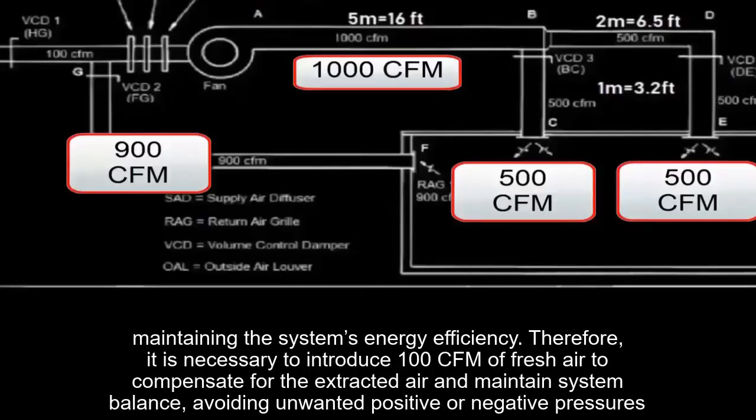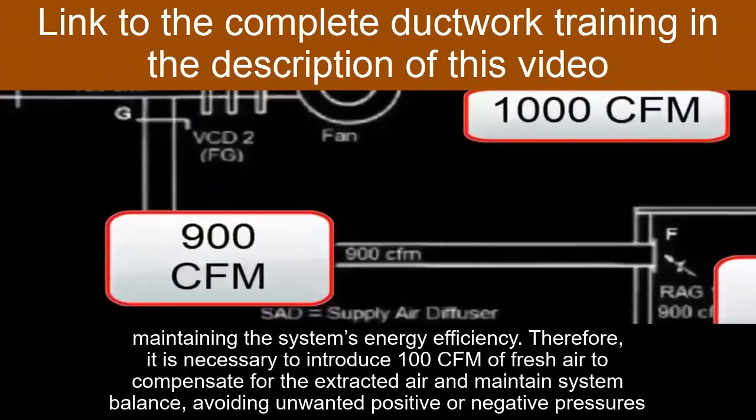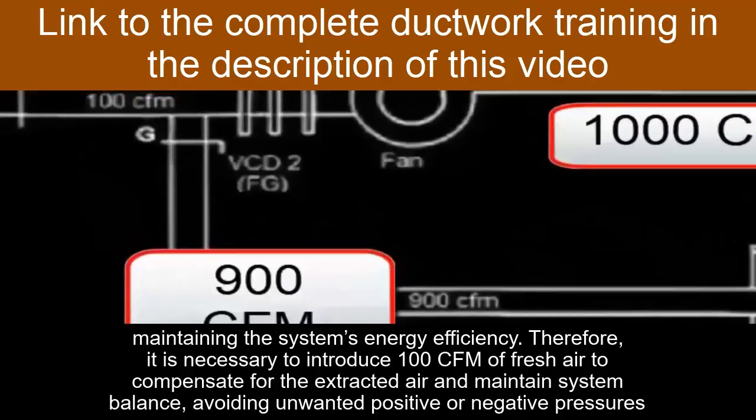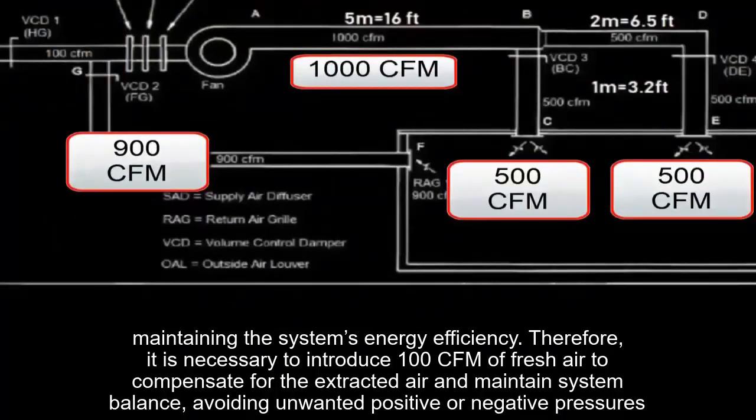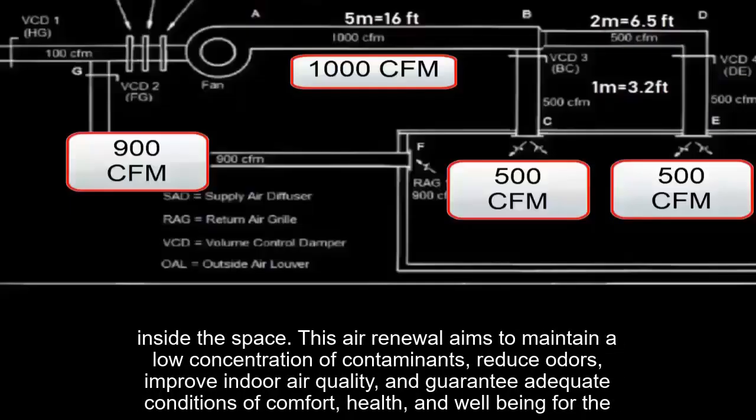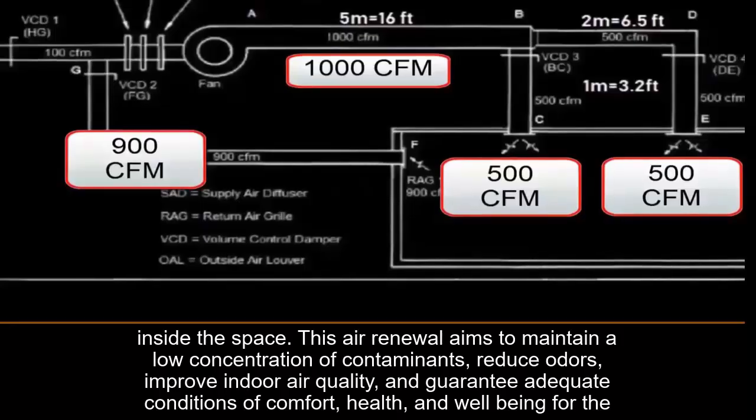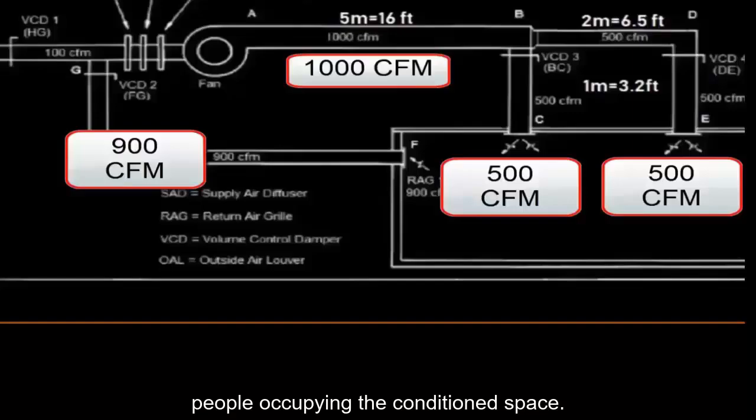the system's energy efficiency. Therefore, it is necessary to introduce 100 CFM of fresh air to compensate for the extracted air and maintain system balance, avoiding unwanted positive or negative pressures inside the space. This air renewal aims to maintain a low concentration of contaminants, reduce odors, improve indoor air quality, and guarantee adequate conditions of comfort, health, and well-being for the people occupying the conditioned space.